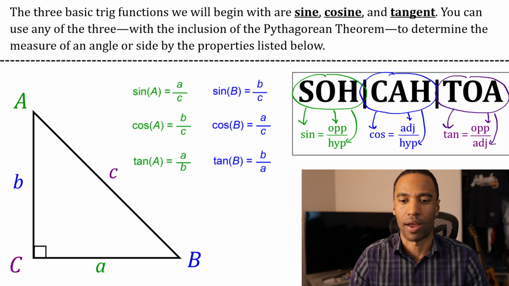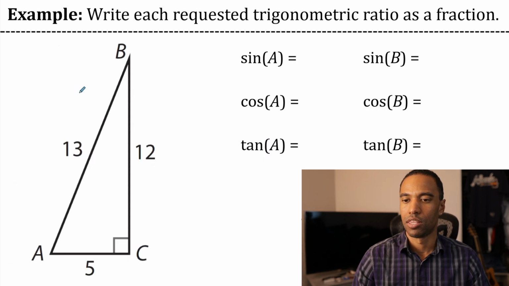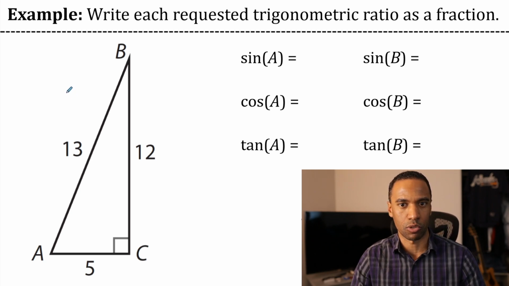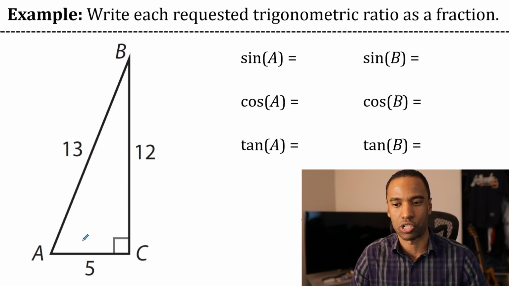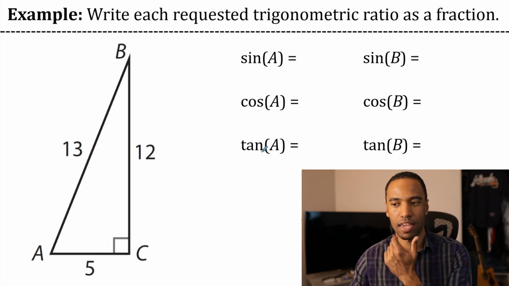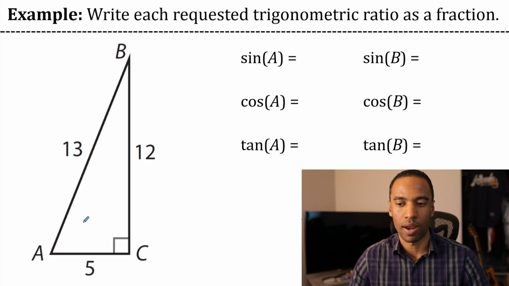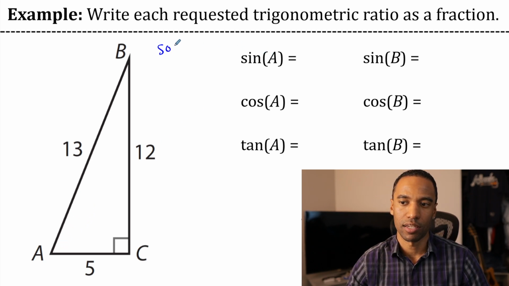Okay. All right. I know I've spent a lot of time so far introducing this. Let's do some examples. The most basic form of examples right now is let's write ratios. Let's make sure we understand the ratios. Write each requested trigonometric ratio as a fraction here. So let's take the sine of A, cosine of A, and tangent of A. So here's angle A. I don't know its actual angle measure right now, but I'll go ahead and write SOHCAHTOA.